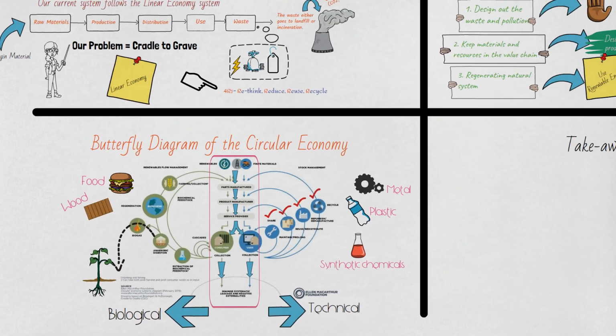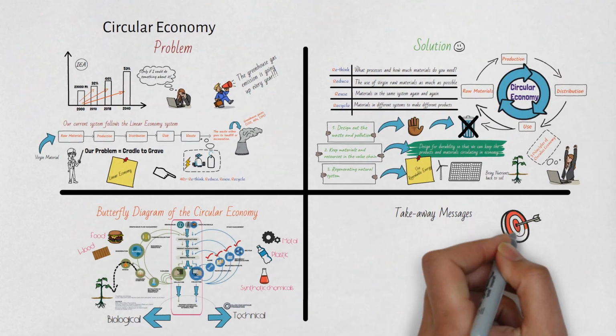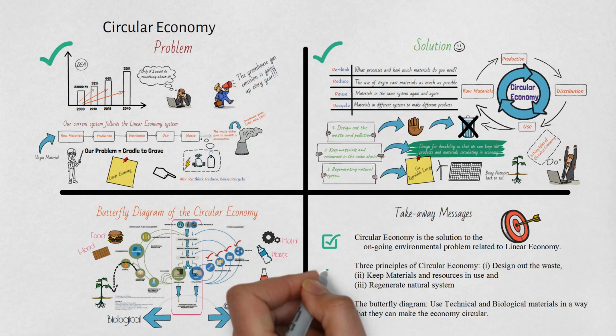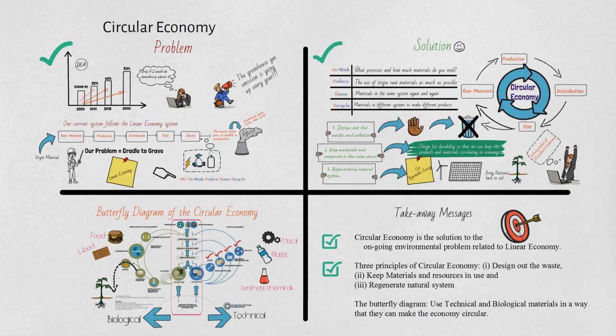So, what did we learn today? We learned that the circular economy is the solution to the ongoing environmental problem related to the linear economy. We also learned that keeping the system of circular economy in place allows us to reuse and recycle the products for as long as possible. We need to make sure that the products can be turned back into the materials as a feedstock.